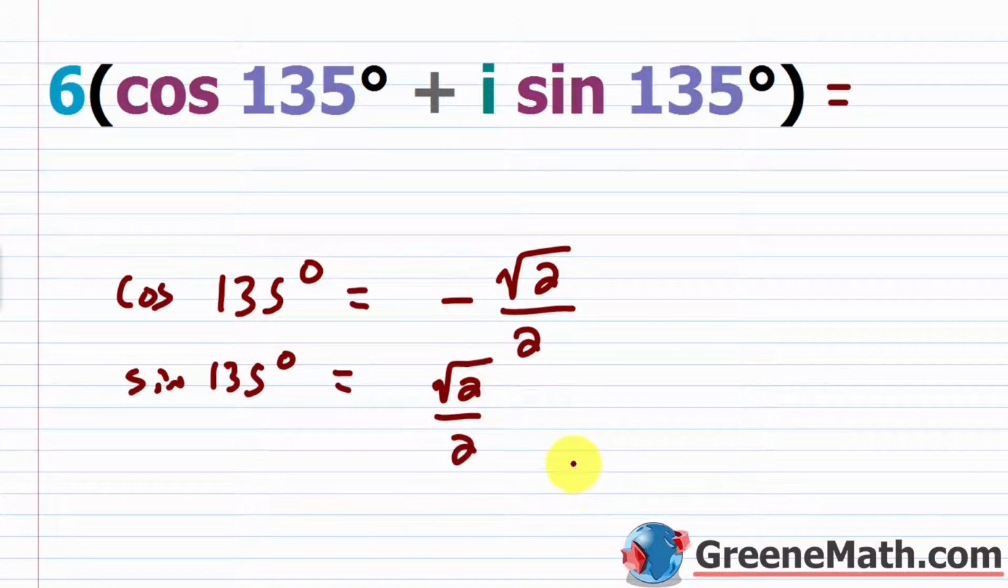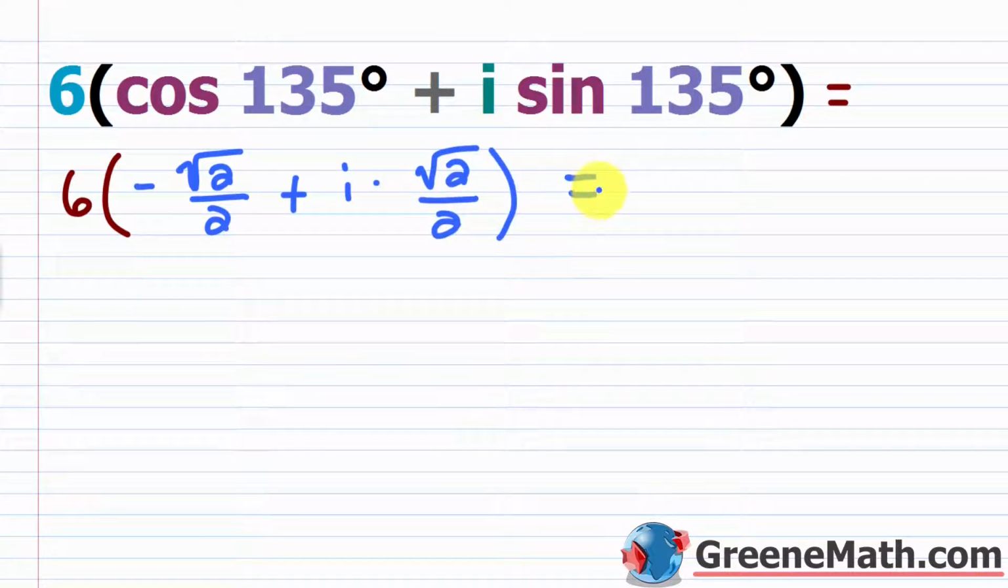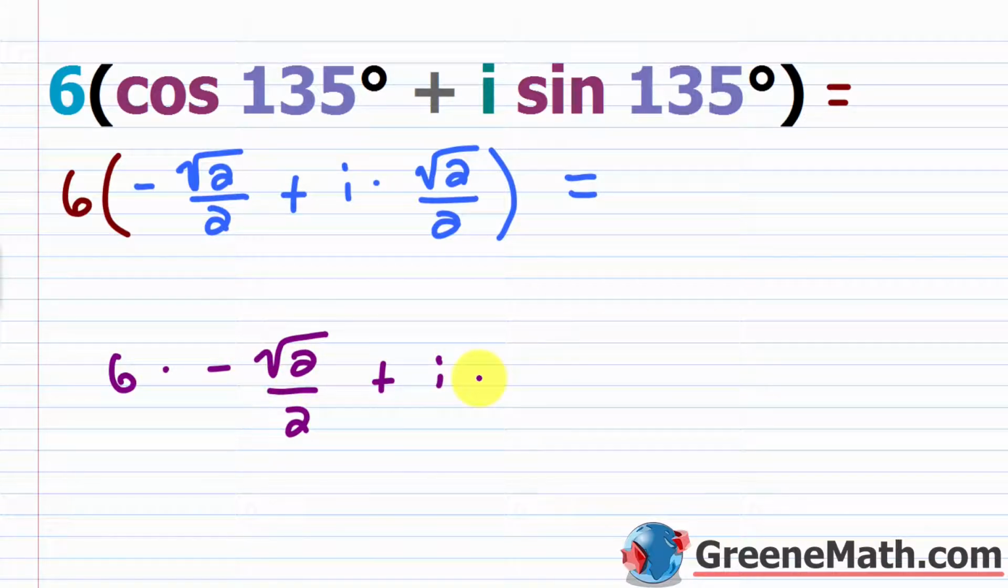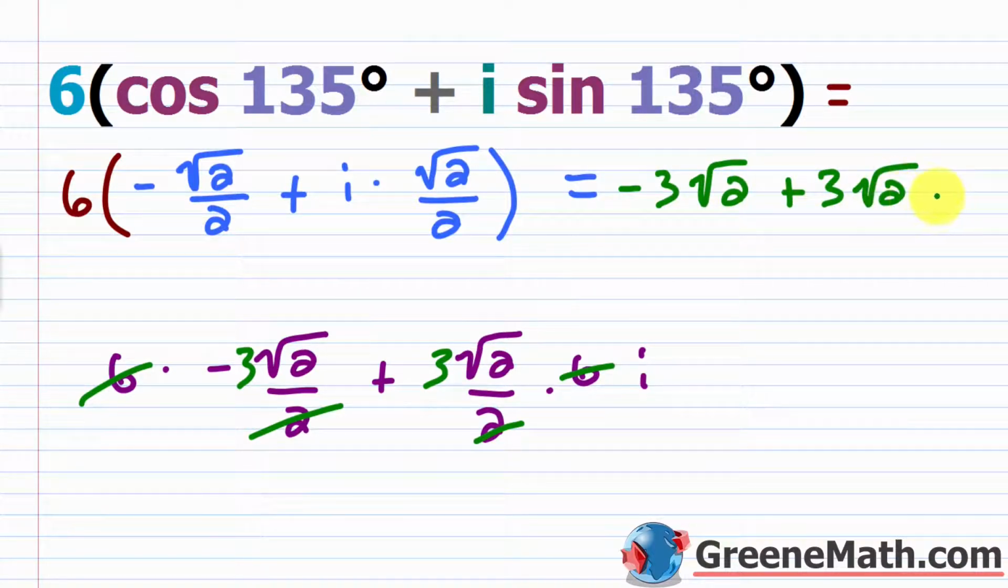So basically, I can replace this and say I have 6 times the negative of the square root of 2 over 2, and then plus i times the square root of 2 over 2, okay? So if I distribute the 6 into each term, I would have 6 times the negative of the square root of 2 over 2 plus i times, let me go ahead and switch the order here so this makes more sense, the square root of 2 over 2 times 6 and times i. And I'll just go ahead and cancel this. This cancels with this and gives me a 3. This cancels with this and gives me a 3. So basically I'm going to have the negative of 3 times the square root of 2, and then plus 3 times the square root of 2 and then times i.